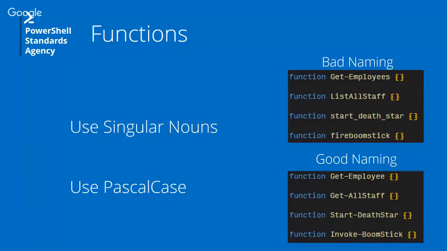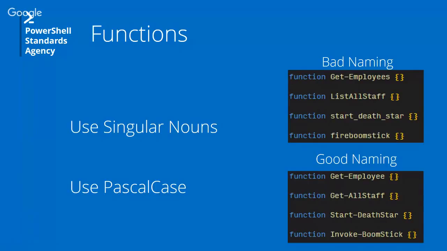Thanks. When we're naming functions, Microsoft again recommend that we use singular nouns. Microsoft have lots of recommendations, but as Craig said, there are no standards as such. They don't enforce anything. But they recommend that you use singular nouns. If we look at bad naming and good naming on the right-hand side there, the very first one is get employees. Microsoft recommend we use get employee. Always use a singular when you're naming your functions.